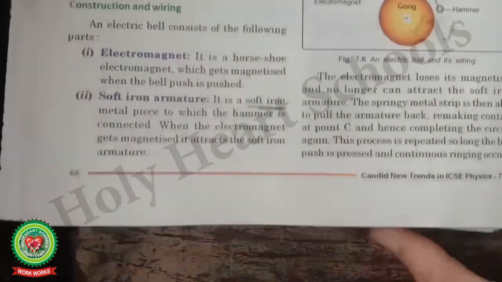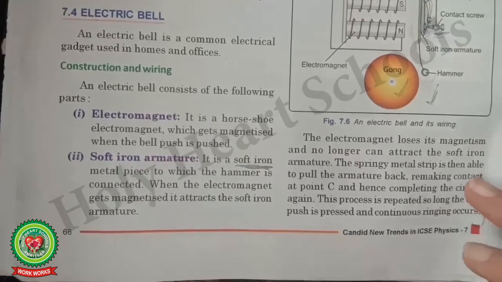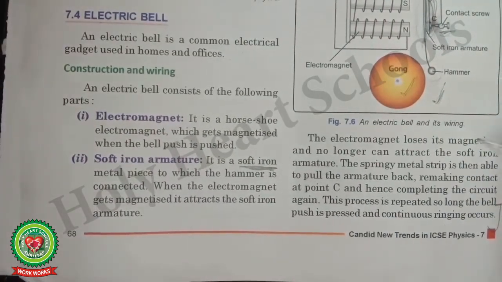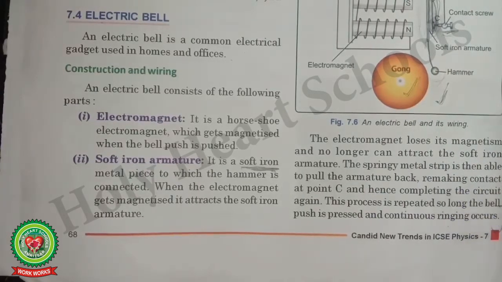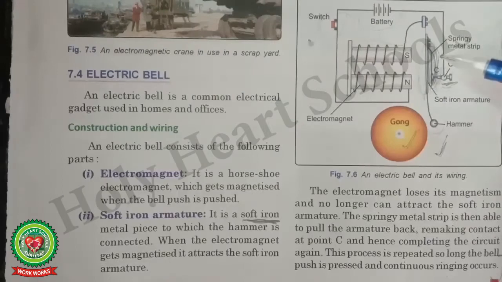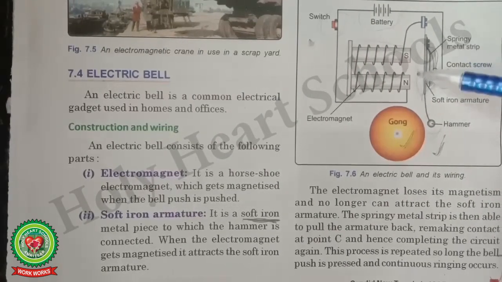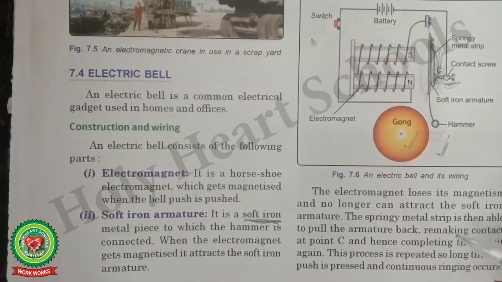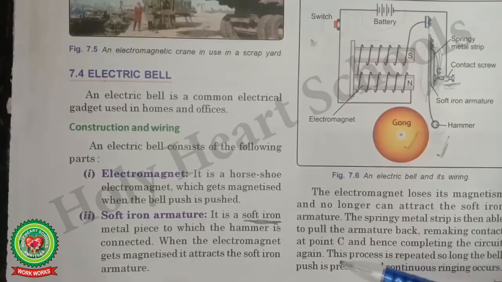The electromagnet loses its magnetism and no longer can attract the soft iron armature because there is no current flowing in the circuit. The springy metal strip is then able to pull the armature back. Why? Because this is like a spring, it has elasticity, so it can pull the armature back to its original position. And as a result, it will remake the contact at point C and hence complete the circuit again.